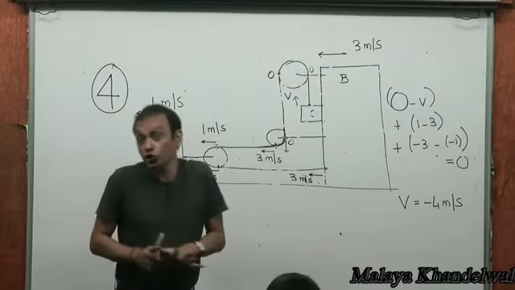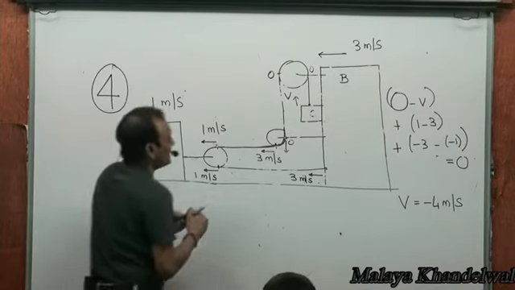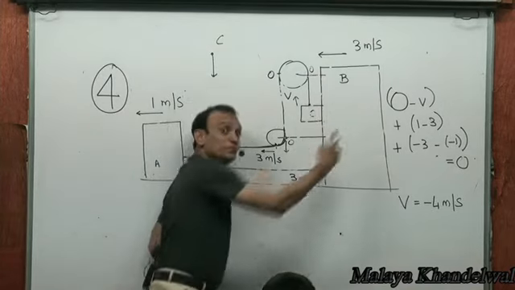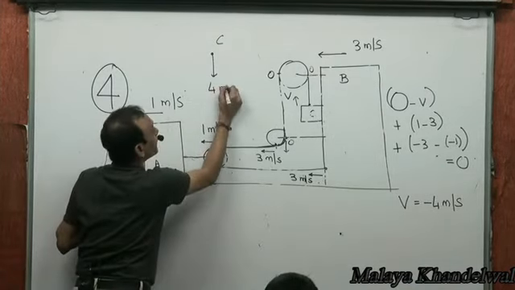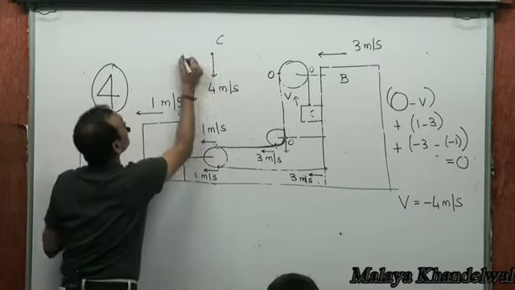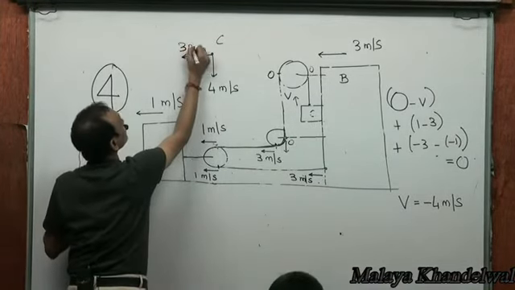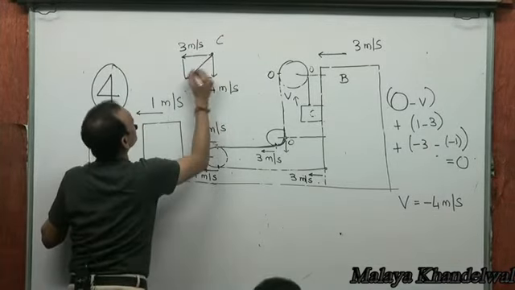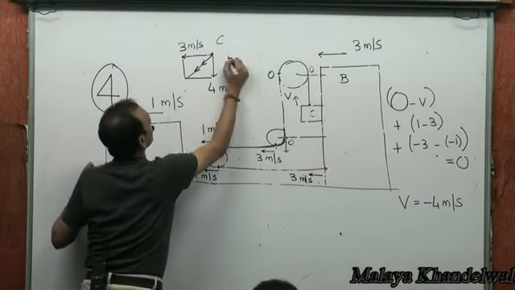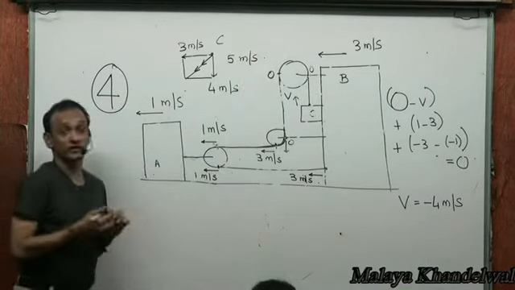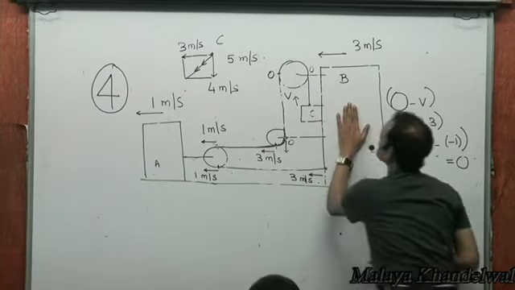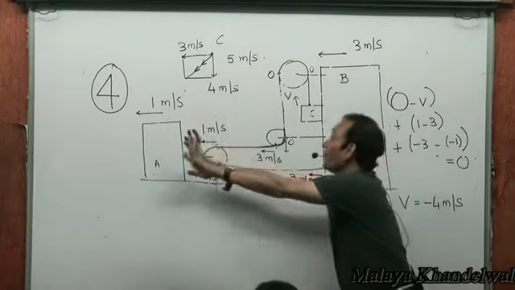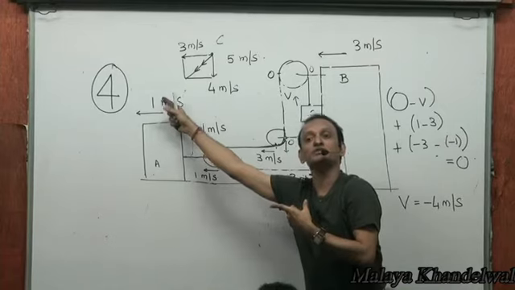But this is not the absolute velocity of C. See, C has a velocity of 4 meters per second with respect to B. But C also shares 3 meters per second with B like this. That means the velocity of C is going to be 5 meters per second as seen by a ground observer. If you are a monkey perched on B, then you would find C to be moving down with 4 meters per second. But if you are on the ground, you would find C to be moving with 5 meters per second, as mentioned.